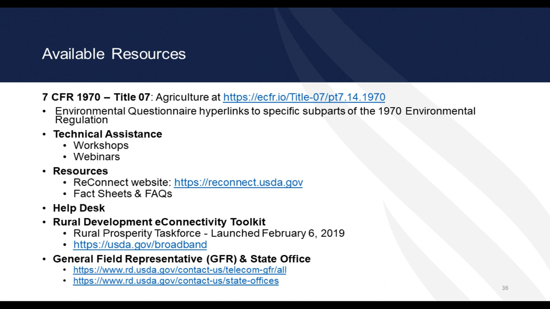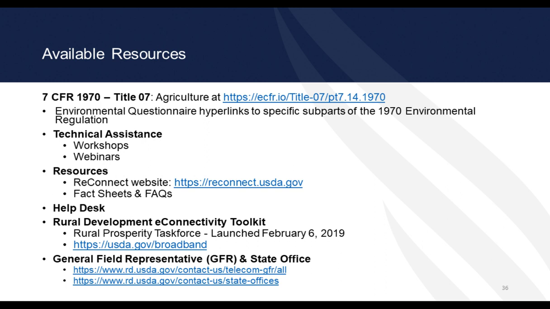Here are some available resources. Oops, I'm sorry, I'm getting a little ahead of the slide. Here we go. Here are some available resources for you to find out more information on the environmental section of the ReConnect application. First up is 7 CFR 1970 Title VII Agriculture, which is available at the hyperlink on the screen. The environmental questionnaires for specific subparts of the 1970 environmental regulation are available now on the ReConnect website under the Forms and Resources section.